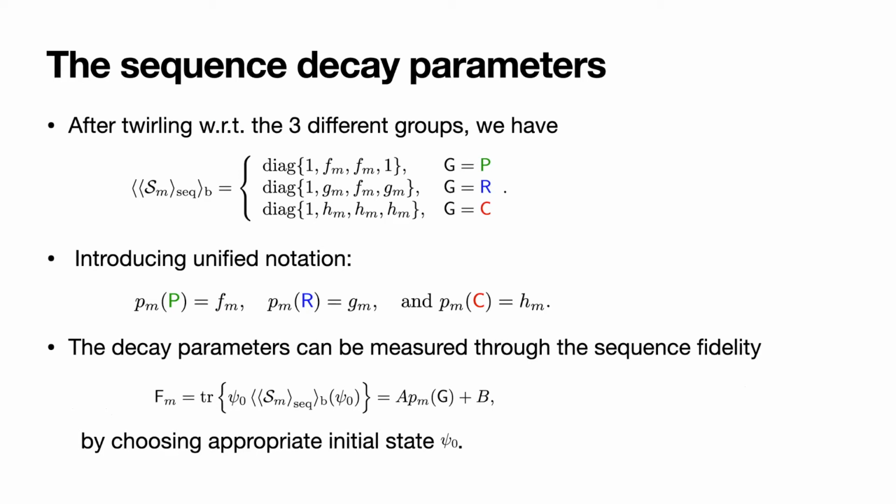All are diagonal matrices, with F_m, G_m, and H_m on the diagonal entries. We call these functions of m the decay parameters, as they contribute directly to the fidelity decay of RB. We now introduce a unified notation for these groups by naming the decay parameters P, which takes the transformation group as an argument. These decay parameters can be experimentally extracted by preparing the corresponding initial state. We would expect P_m to recover the typical exponential decay law in the limit of no time correlation.